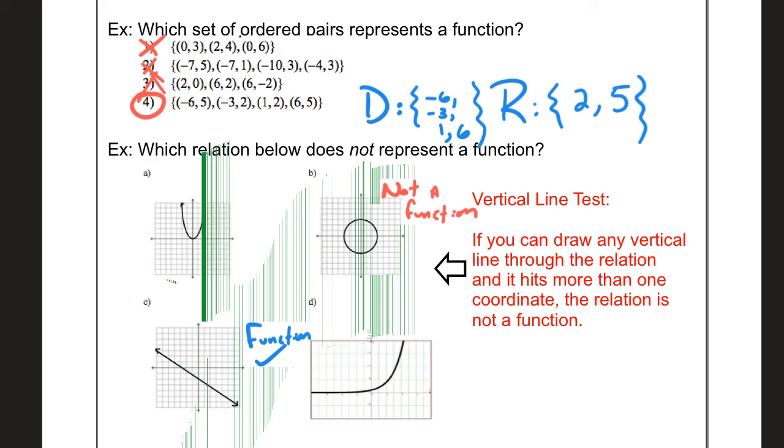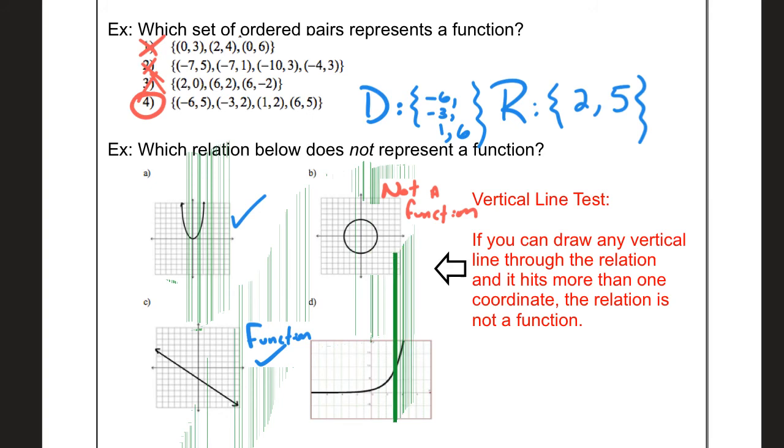Now, if we look at choice A, it's called a quadratic or a parabola. You don't need to know that. No matter where I'm sliding this vertical line, again, this is you imagining this, you're never going to actually do this. But no matter where I put it, it's only hitting once, so this passes as well. This is a function, so it passes the vertical line test.